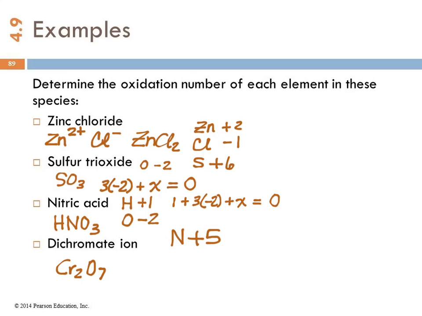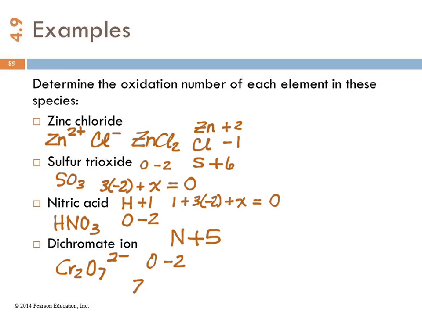Cr2O7 2 minus. Well, that looks like a mess, doesn't it? Chromium is not in group 1, 2, or 3. We cannot predict what its charge would be, and it's not by itself here. So we're going to use minus 2 for the oxygen and figure out what the chromium is. So the oxygen gets to be minus 2.